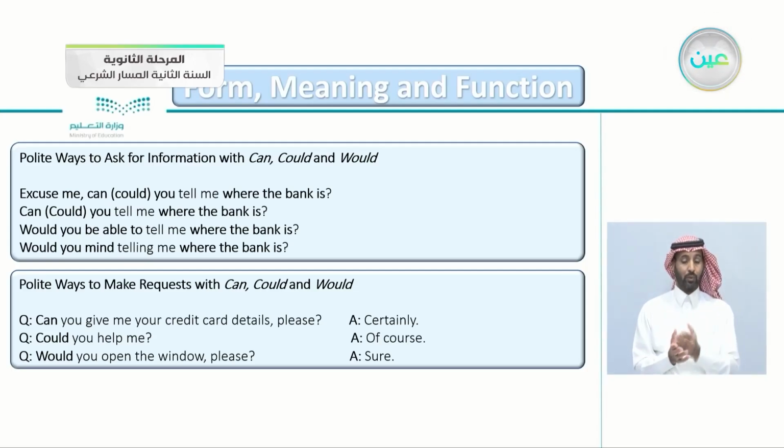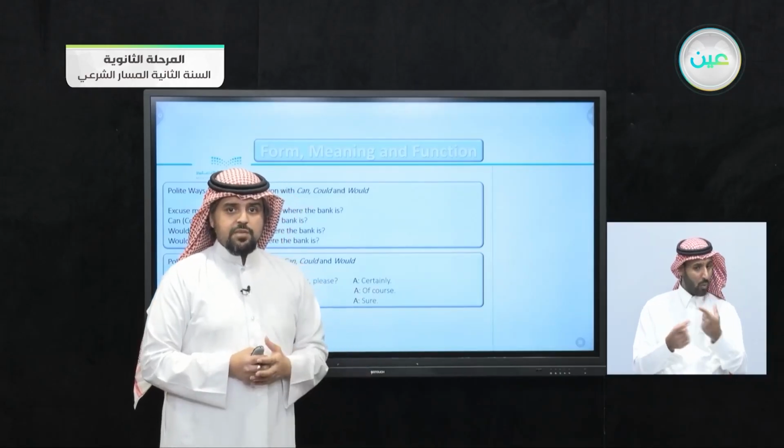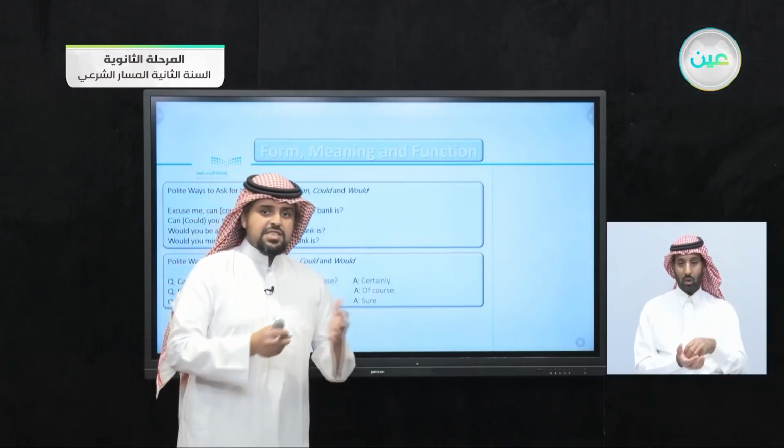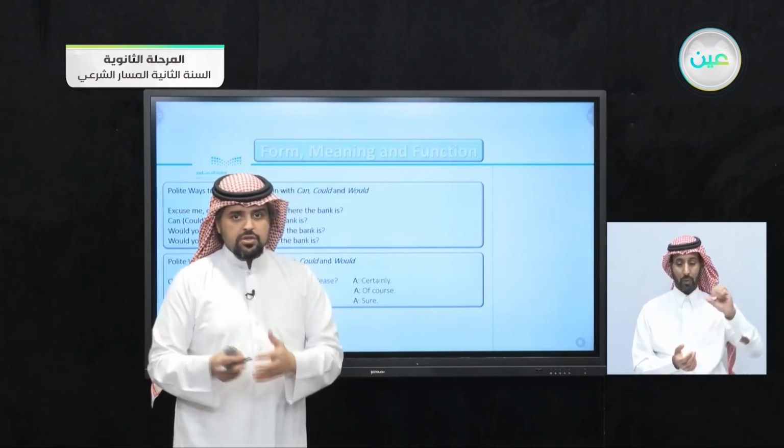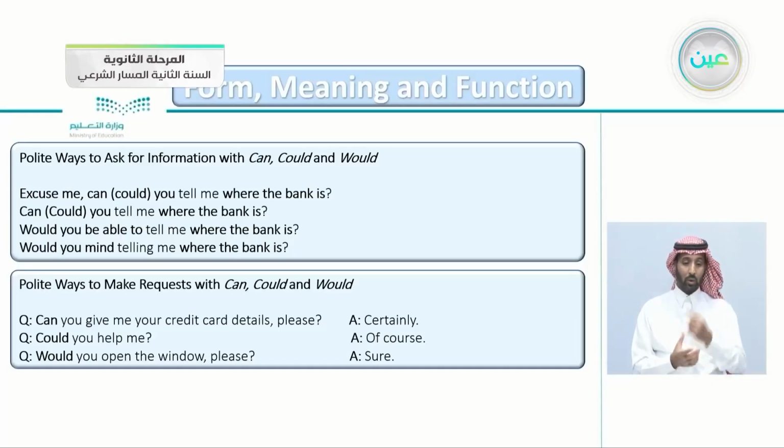When you find someone, excuse me, can you tell me where the restaurant is? Can you tell me where the bank is? You can say either can or could or would, just as you like. Could you tell me where the bank is? Or can you tell me? Would you be able to tell me where the bank is? Or you can say, would you mind telling me where the bank is?